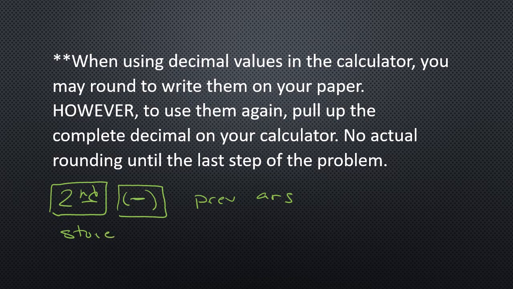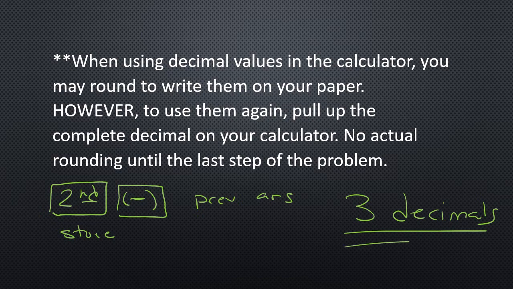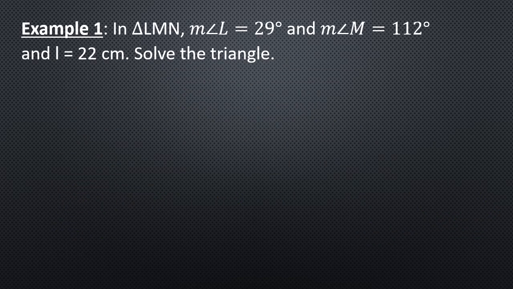The other thing is you are going to round or truncate to 3 decimals. Under no circumstance should you do anything else in this class. I don't care about chemistry and physics. In math class right now, we're doing 3 decimals because that is what's required on the AP Calculus test.